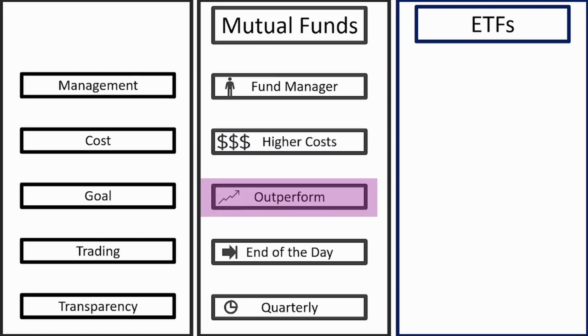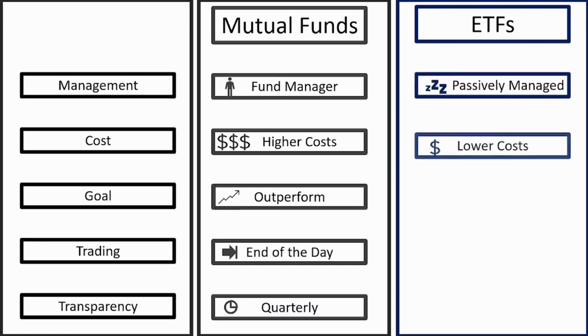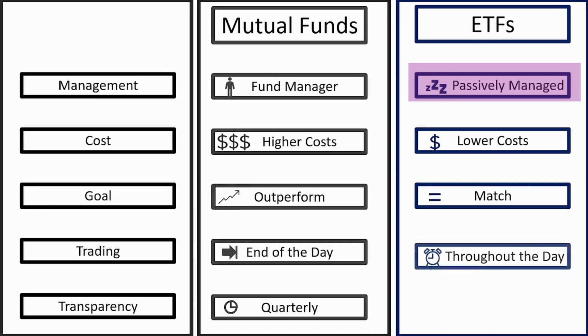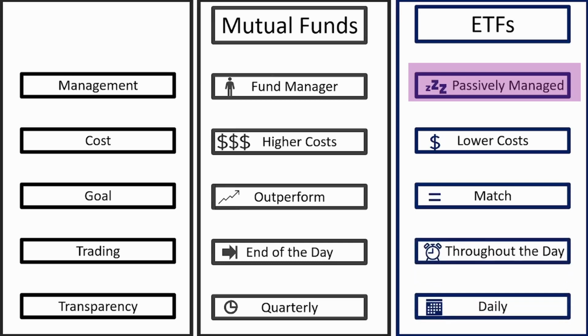The goal of a mutual fund is to outperform a specific benchmark, like the S&P 500. And they're only traded at the end of the day and are only required to disclose their holdings on a quarterly basis as mandated by the Securities and Exchange Commission, or the SEC. ETFs, however, are passively managed and follow specific market sectors, and as such, have lower costs associated with their management. The goal of the ETF is to match that specific index or market that they're following.